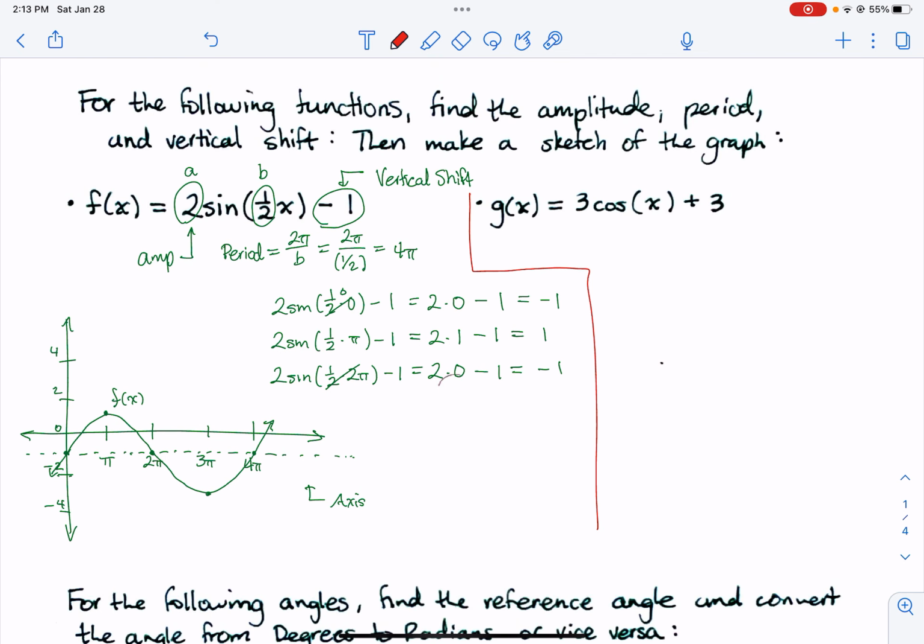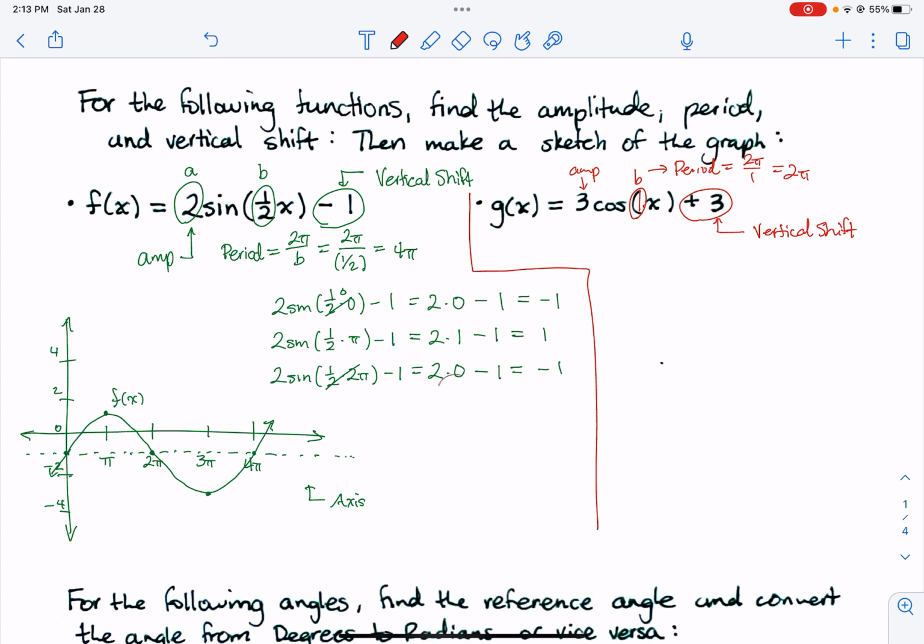But just notice the amplitude here, right, of 3. We have a b value of 1, which would tell you the period is 2 pi over 1. So that's just 2 pi. And then that 3 over here, that's your vertical shift. But just identify those things, plug in some values to get 3 values on the graph there, and then just try to fill in the rest according to what you know about sine and cosine.